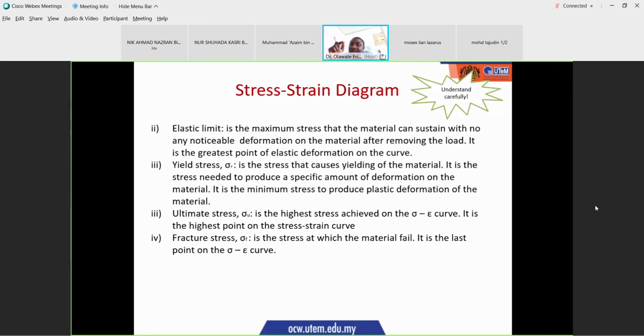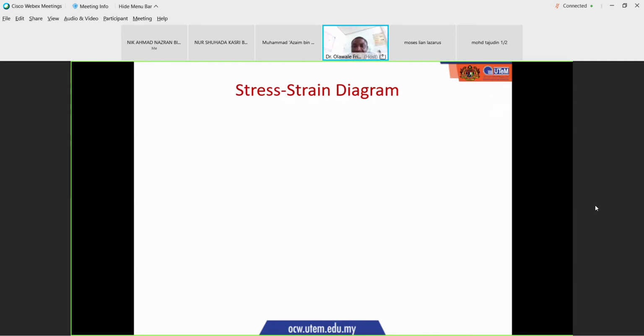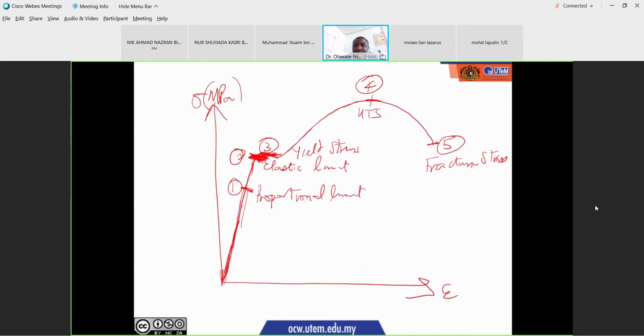The stress required to produce a small amount of permanent deformation on your material. Then your ultimate stress. Okay, from here now, your ultimate stress is the highest point on your diagram, on your stress strain curve, and your fracture stress is the last point. That's the point where your material breaks.